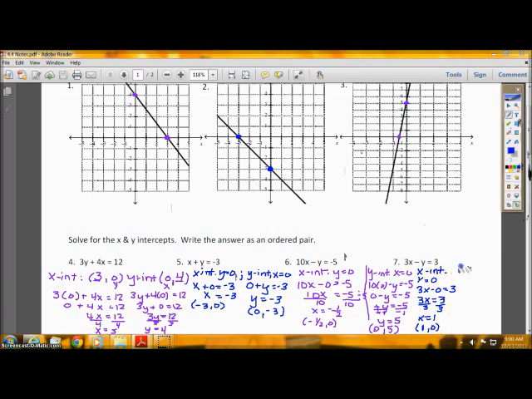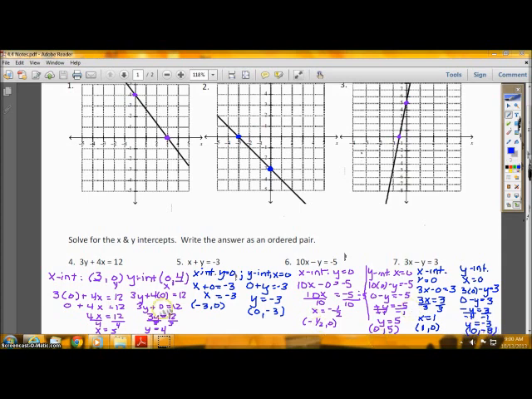For my y-intercept, I'm going to plug in 0 for x. So I'm going to have 3 times 0 minus y equals 3. I get 0 minus y equals 3. Negative y equals 3. And because I need a positive y, I'm going to divide by negative 1. That makes it positive y equals negative 3. So that means it's crossing at (0, negative 3).